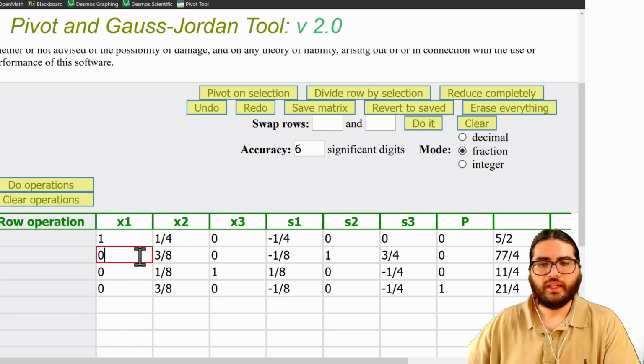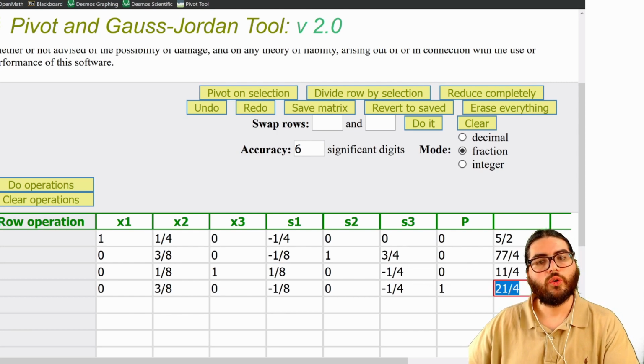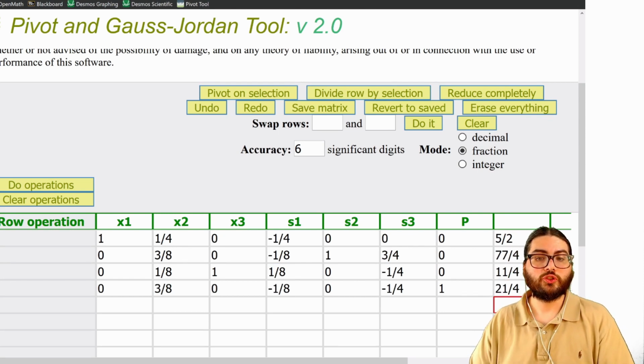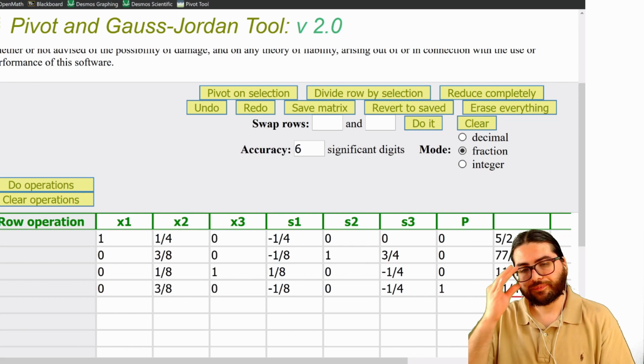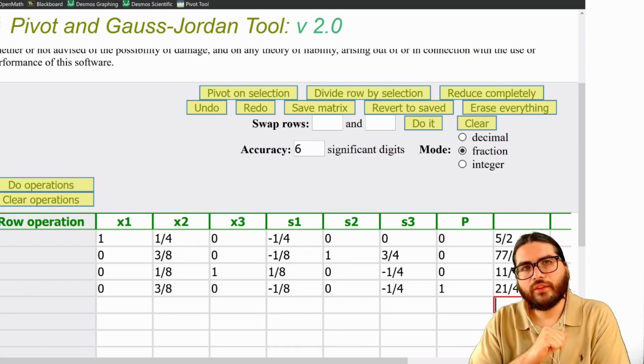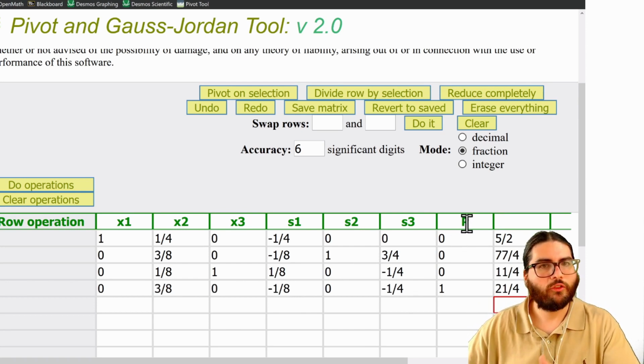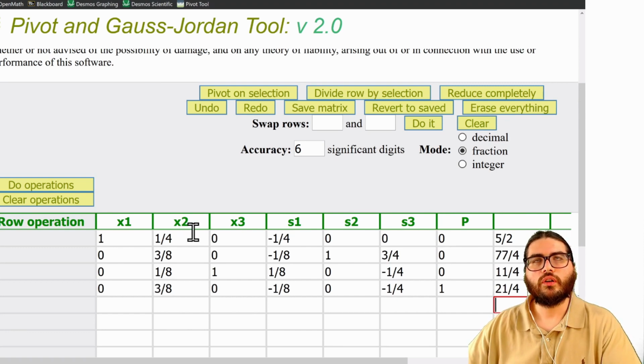New solution. x1 is 5/2, x2 is 0, x3 is 11/4, s1 is 0, s2 is 77 over 4, s3 is 0, p is 21 over 4. Now I've got a feasible solution. There are no more negative numbers on the right side. So now I can turn my eye towards optimality. If I'm maximizing, then optimality means there are no negative numbers in the bottom row. Negative numbers in the bottom row means Z could go up. It looks like I have a P here instead of a Z.